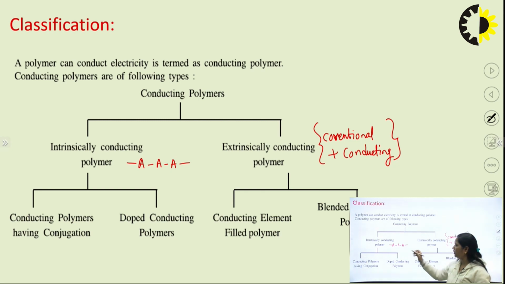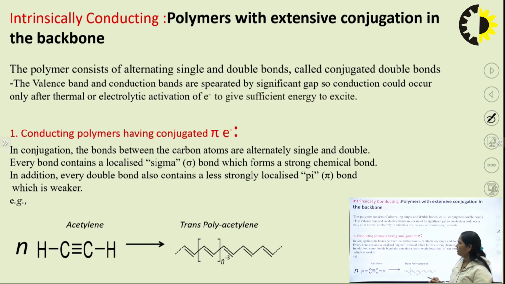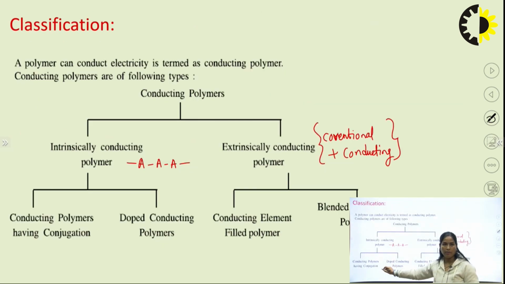Now the further classification of intrinsically conducting polymers. Intrinsically conducting polymers are of two types. One is the originally conducting polymer having conjugated pi electrons, and when these polymers are doped, they become another class known as doped conducting polymer. So one is conducting polymer having conjugation. It means originally the whole polymeric chain is conducting in nature, maybe with somewhat lower conductivity.